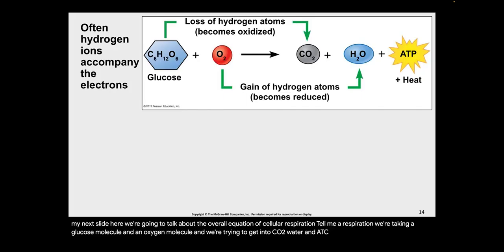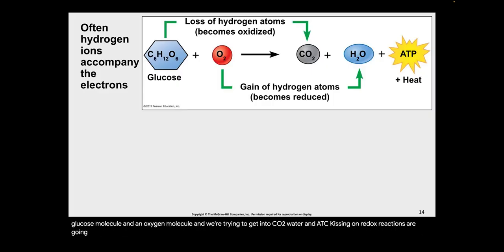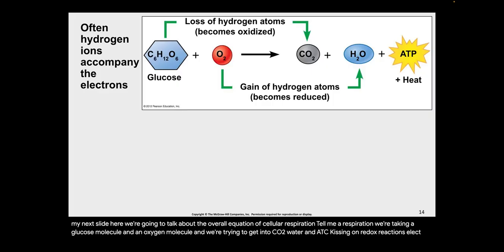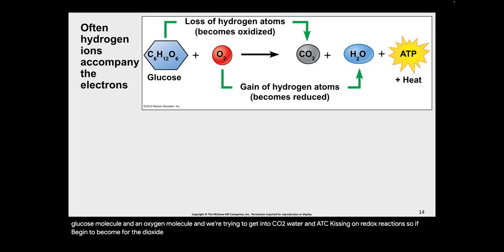Right. Now, if we're just focusing on redox reactions, right? Often hydrogen ions are going to accompany those electrons. Okay? So if we look at glucose, glucose is losing hydrogen to become carbon dioxide. So we can say glucose is being oxidized. Versus oxygen, on the other hand, is going to gain some of those hydrogen ions to become water. So this would be reduced.